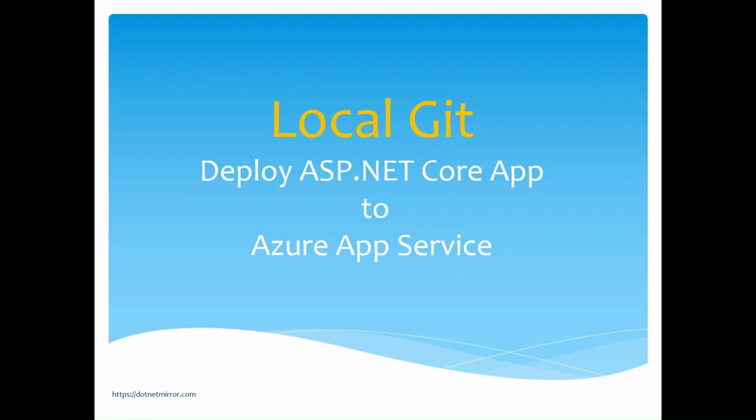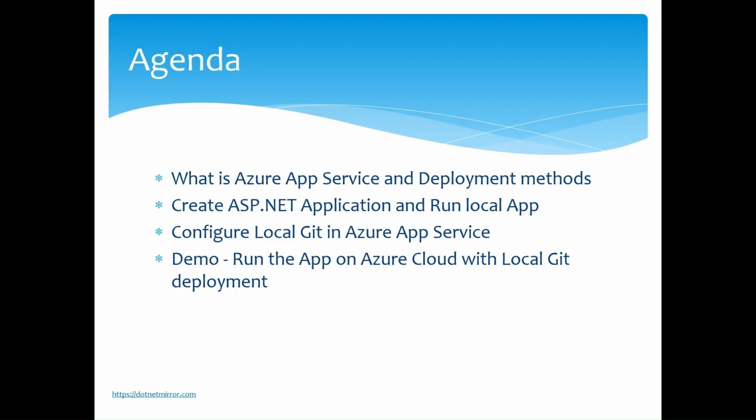Today let's understand how you can deploy an ASP.NET application to Azure App Service using the local Git deployment option. In this video, we will understand what an Azure App Service is and what different deployment methods we have. We will create an ASP.NET application, run it locally, then configure local Git in Azure App Service, and take that local Git repo URL to your local development, then push your code to Azure App Service, and automatically your app will be deployed, and we'll see the local app in the Azure cloud via Azure App Service.